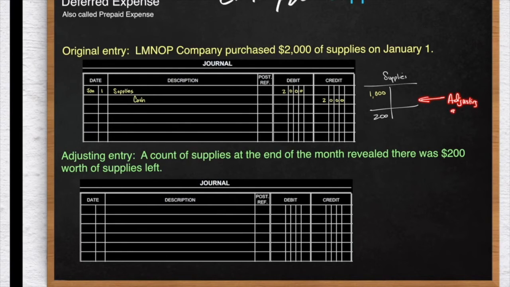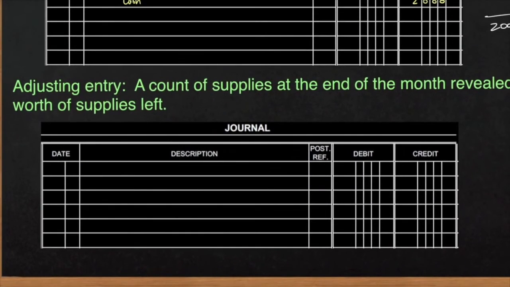Where I'm pointing here is where the adjusting entry should be, because to reduce what you originally had, which was a debit balance, you have to credit it. So let's do this adjusting entry, which is considered a deferred expense at the end of the month. Date your adjusting entry January 31st, the end of the accounting period. You want to debit an account called supplies expense. That supplies expense is for $800. And you want to credit supplies because we're decreasing that account for $800.